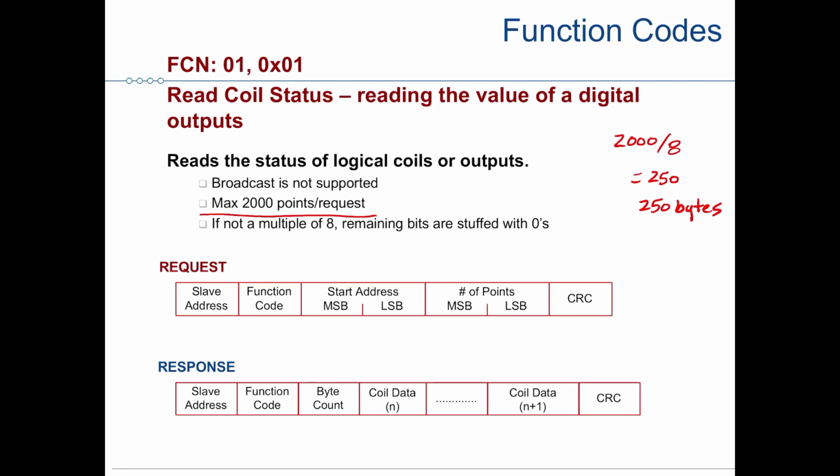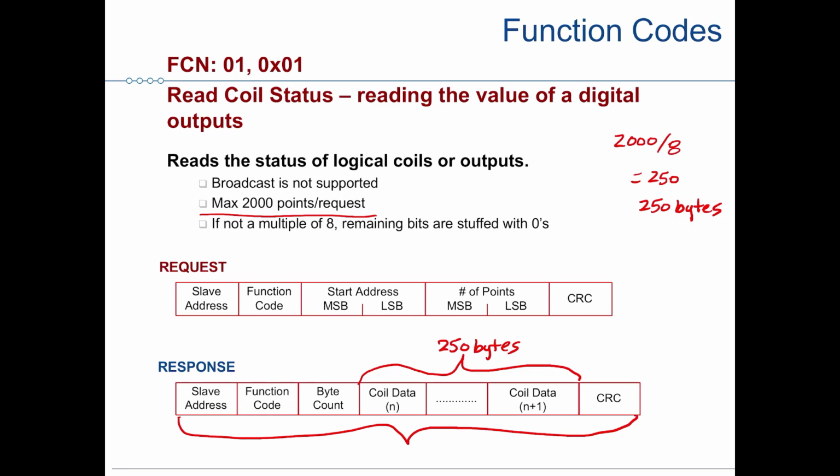So that means coil data here would equal 250 bytes. And this is really all related to the fact that, if you recall, we said this frame can only go up to 255 bytes maximum. So if we had the maximum 2,000 points, it would take 250 bytes to report back those values.